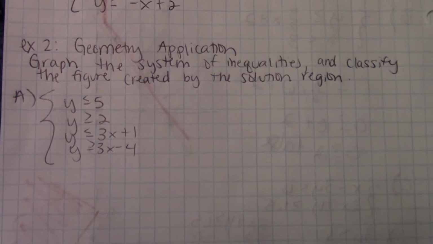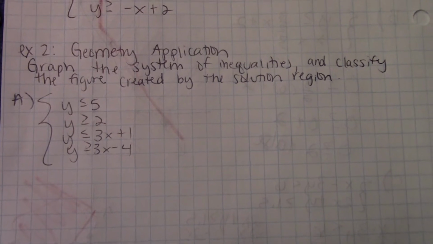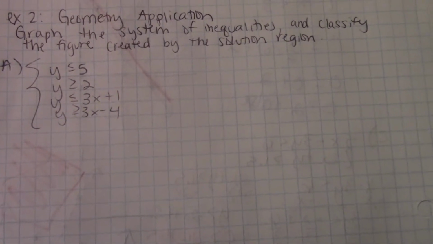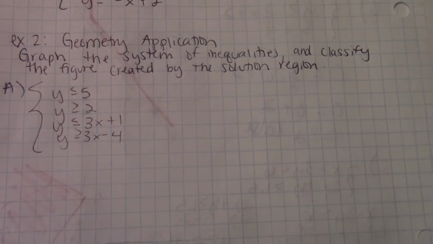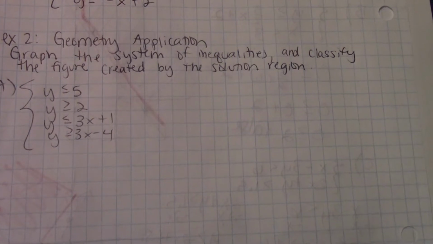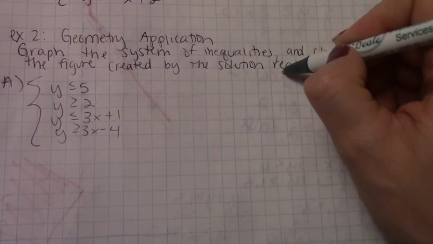Example 2, geometry application. Graph the system of inequalities and classify the figure created by the solution region. So there's a couple things you need to know how to do. You need to know how to actually graph these like we just did in example 1. And then you also know your types of shapes for geometry. So let's go ahead and graph this first.